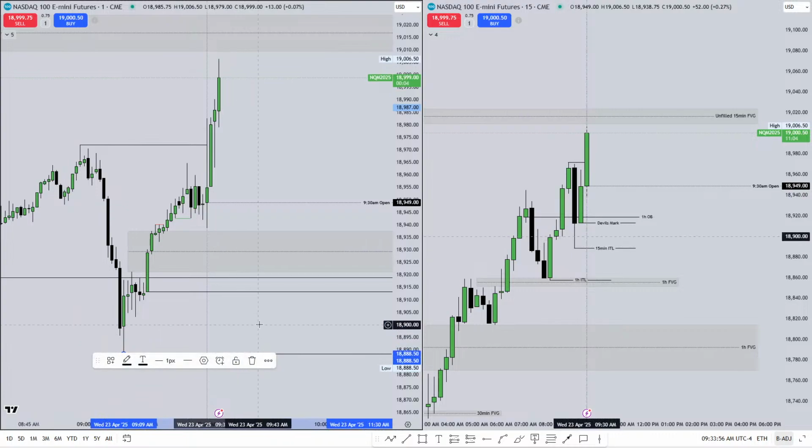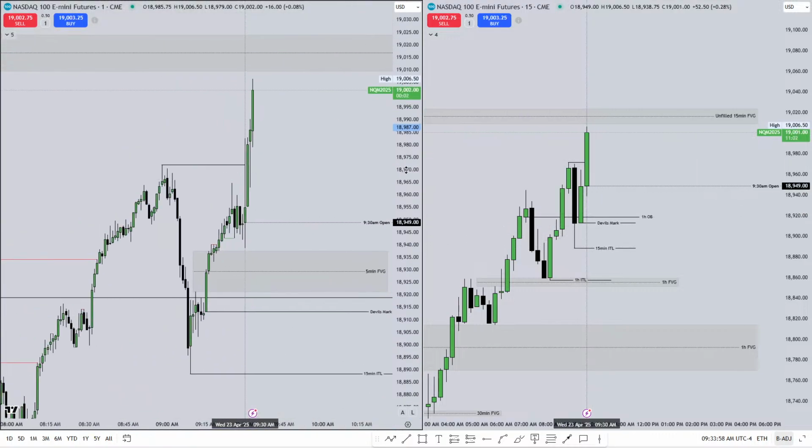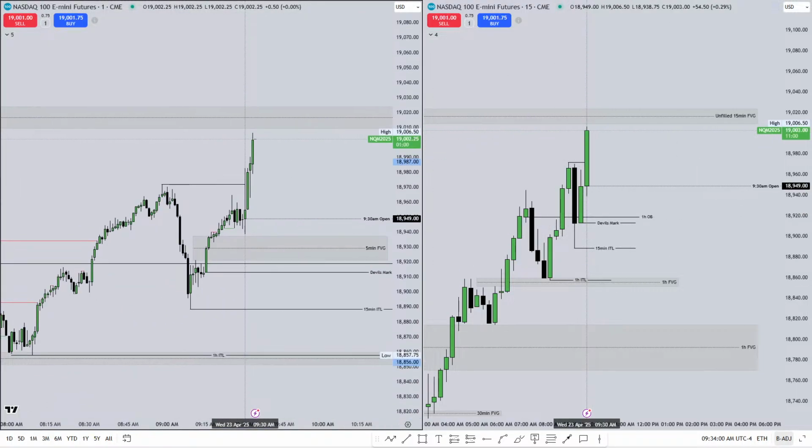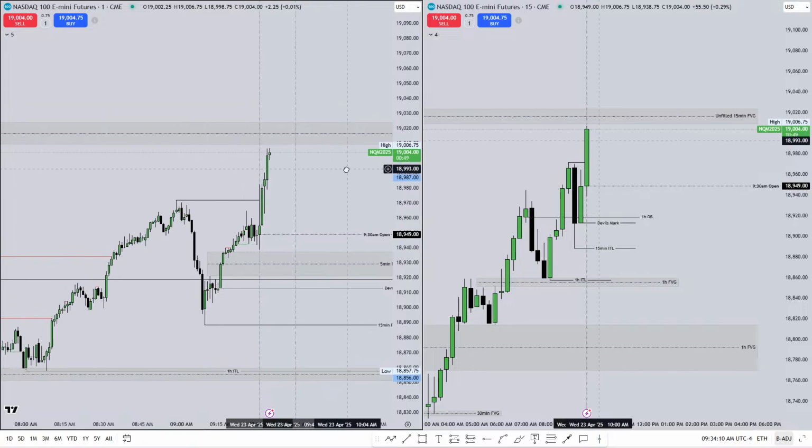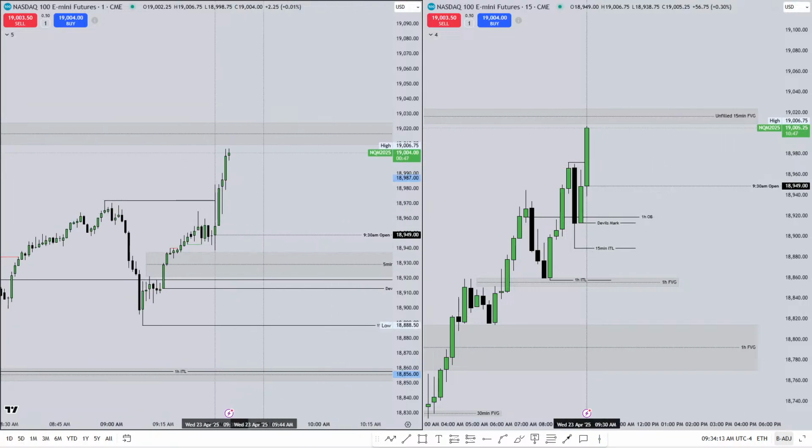So I really just got all these things marked out, and now I gotta wait. We also have news today. We actually have a good amount of news. We've got 9:45 news, so I want to mark that out right here. And then we've got 10 a.m. orange folder news. So really, what this could be is just a really big fake rally higher.